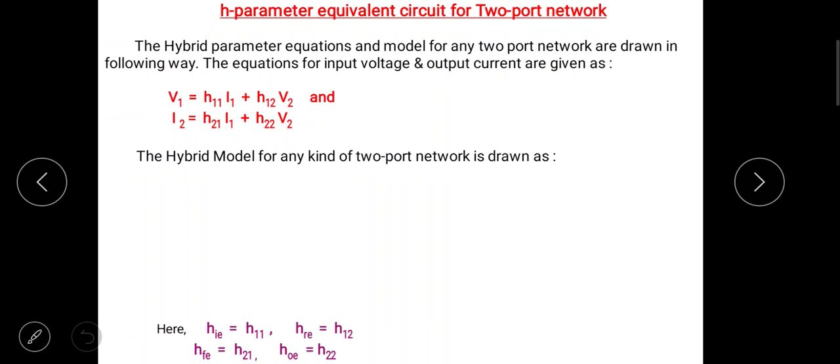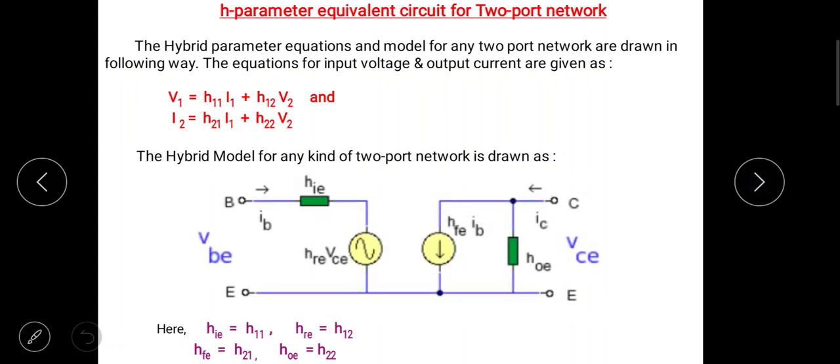Friends, today we will discuss the H parameter equivalent circuit for any general two-port network. So far we have discussed the equations of the two-port network. These are for input voltage V1, and the second equation is for output current I2. Now these two equations we have to utilize in the hybrid model of this two-port network.